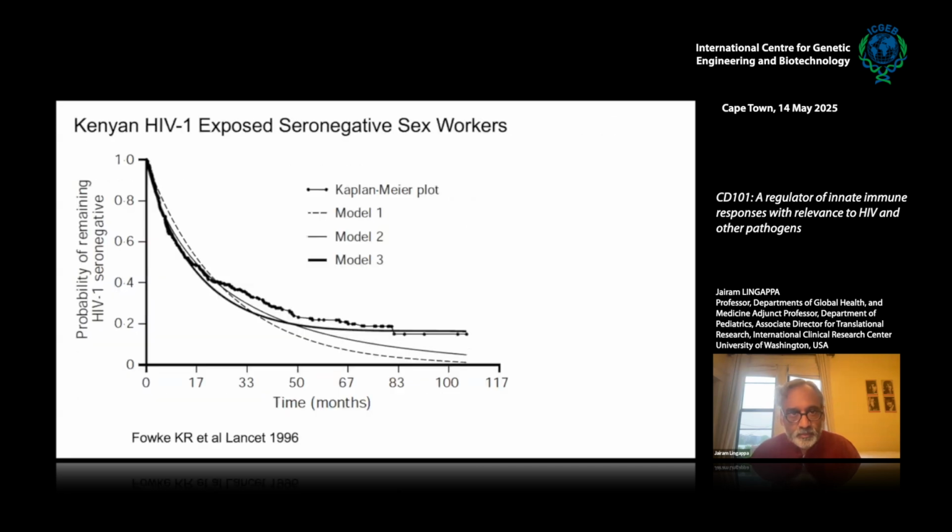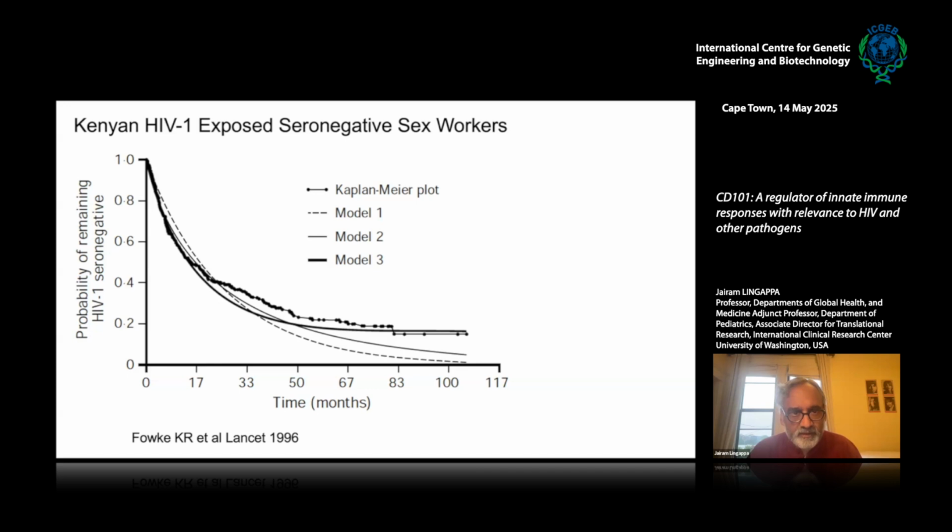And we could get some support for the idea that this was still plausible through cohorts that have been identified from following people who were exposed to HIV. An example of this was the cohort of HIV exposed seronegative sex workers in Nairobi, Kenya, that has been followed. This cohort has been followed from the late 1980s through the early 2000s.